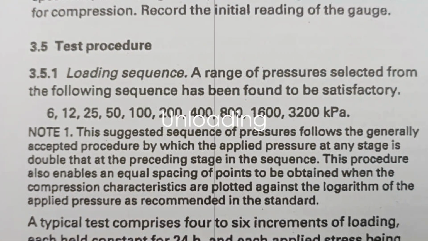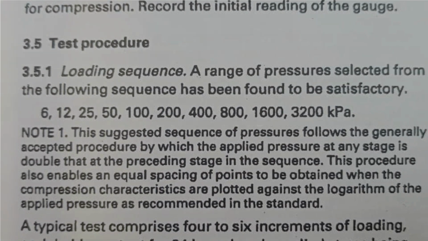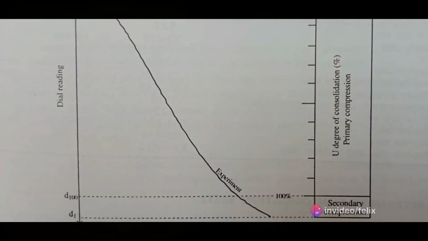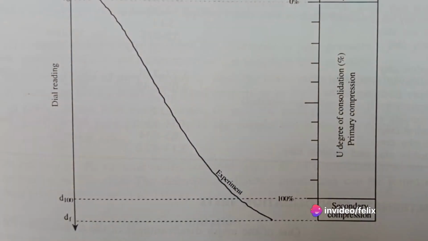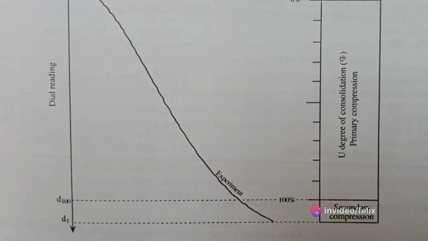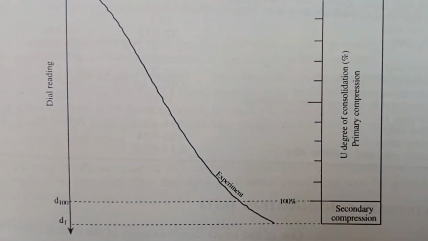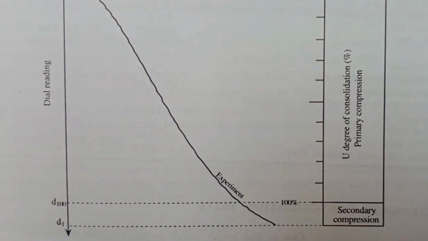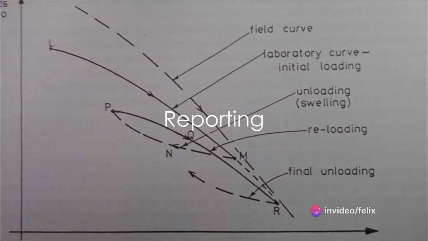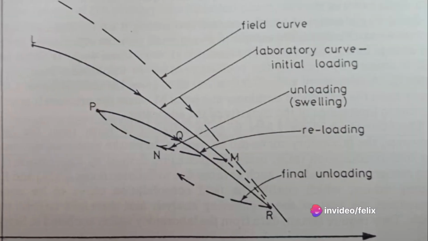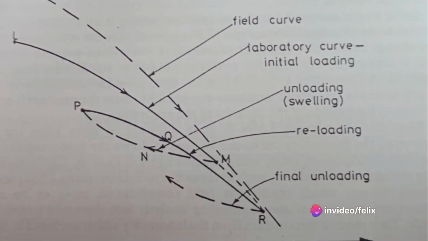After reaching the maximum load, gradually unload the soil sample while continuing to measure settlements. Plot the settlement versus log of time curves for each load increment. Determine the coefficient of consolidation, Cv, and the compression index, Cc, from the settlement data. Prepare a comprehensive report including details of the test procedure, equipment used, soil properties, and the obtained results.